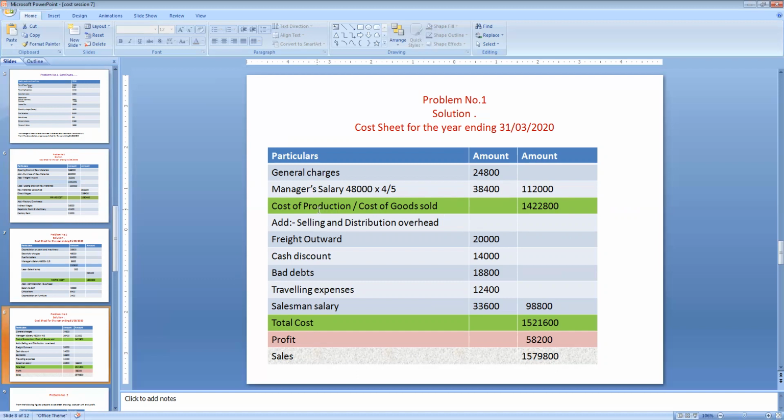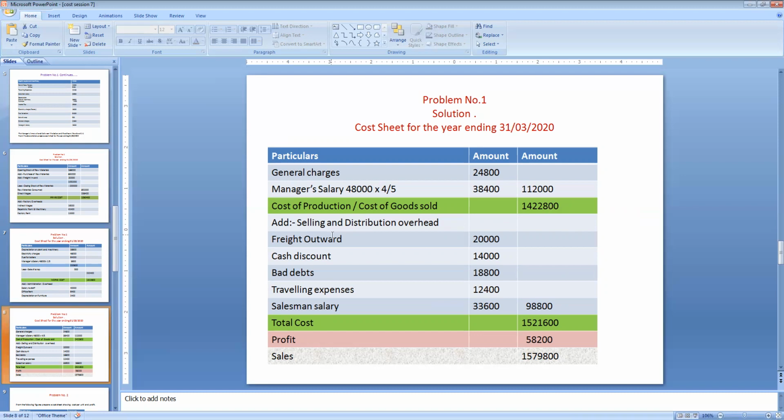In the question, if any opening stock of finished goods or closing stock of finished goods values are given, then it has to be added and deducted, then it comes to cost of goods sold. But here there is no such kind of item, so the cost of production is nothing but the cost of goods sold, both are one and the same, that is 14,22,800.